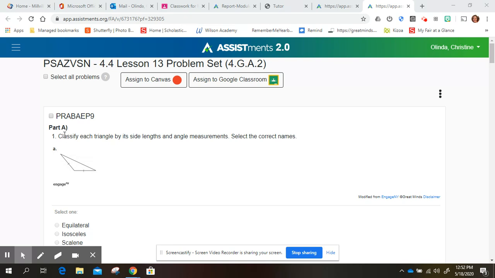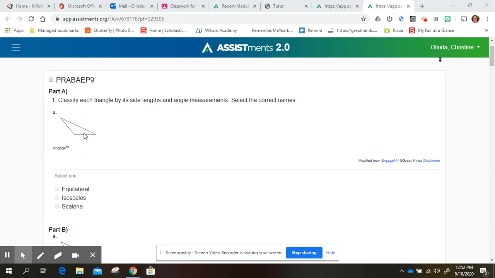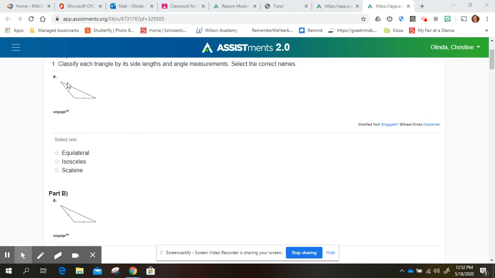So number 1 says, classify each triangle by its side length and angle measurements. Select the correct names. All right, so these two little lines here tell me that these sides are equal lengths. That line right there and that line right there mean that they're equal lengths. So when I have a triangle that has two sides of equal lengths, that is called isosceles. So you're going to want to click isosceles.